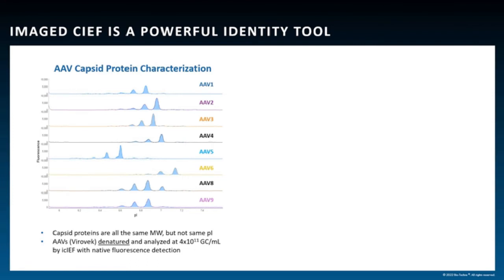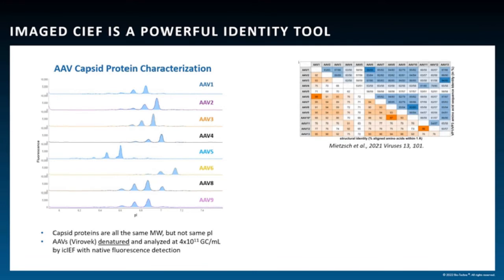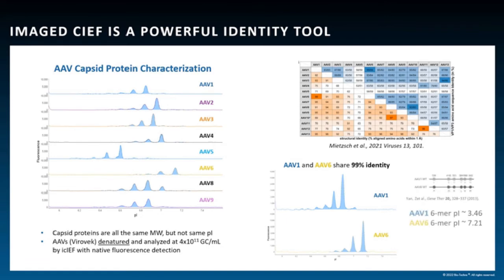First, AAV5 is clearly the most acidic in this method, and AAV6 is the most basic. If we look at this table published in 2021 in the journal Viruses, AAV1 and AAV6 are 99% identical. If we look at just these two serotypes, we can see the difference by IEF. AAV1 and AAV6 differ by only 6 amino acids, shown here. I calculated the pI of each 6-mer to show how much more basic the AAV6 peptide is, which explains our data and confirms how powerful isoelectric focusing can be for AAV identity.